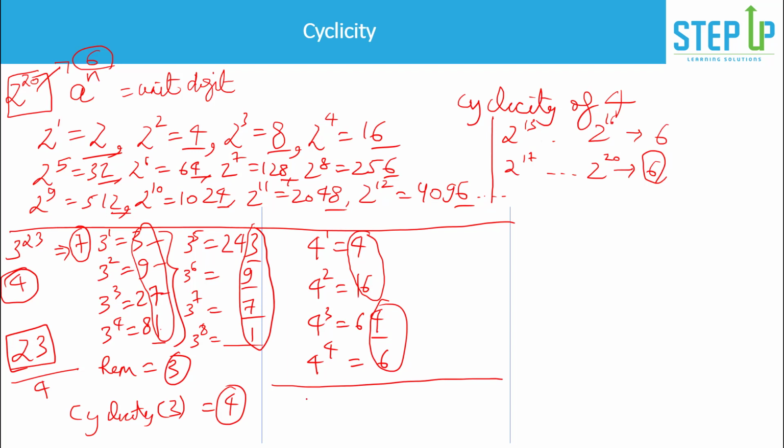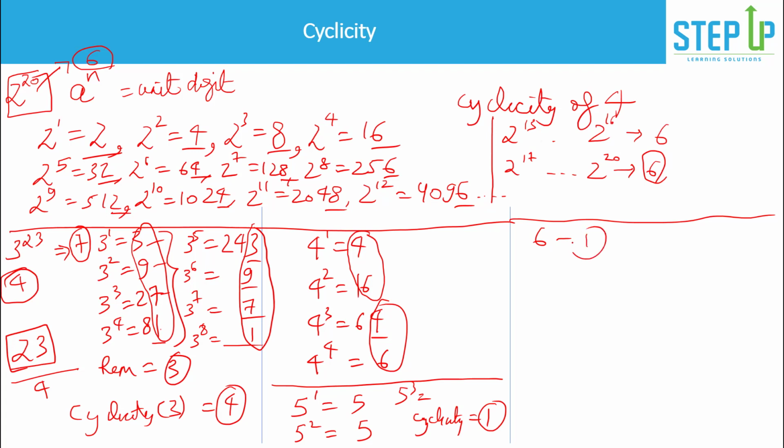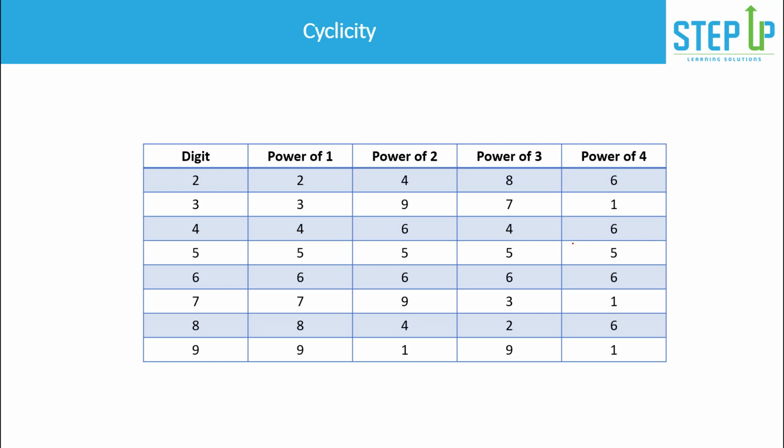Similarly, you can do this for yourself: cyclicity of 5 is 1. 5 to the power 3 is also 5, that means cyclicity of 1. Similarly, with power of 6 also you have cyclicity of 1, because 6 to the power 1 is 6, 6 to the power 2 is 36, then it's 216, but everywhere cyclicity of 1. Similarly, you can build on this concept. So let's look at something that we have already put for you.